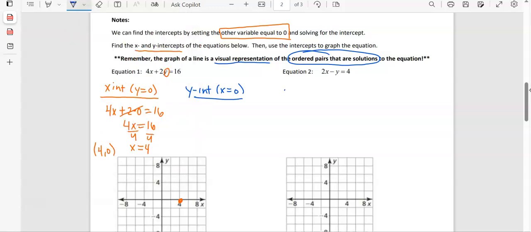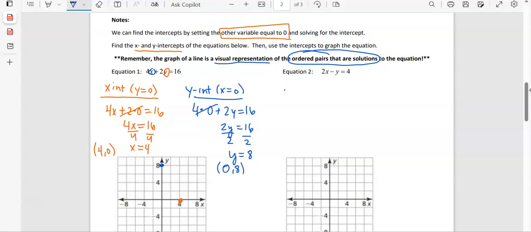For the y-intercept, I do the same idea, except this time, the x is going to be 0. Again, 4 times 0 is 0, so we're left with 2y is 16. And we get y is 8. So the y-intercept is 8. As an ordered pair, that would be (0, 8).